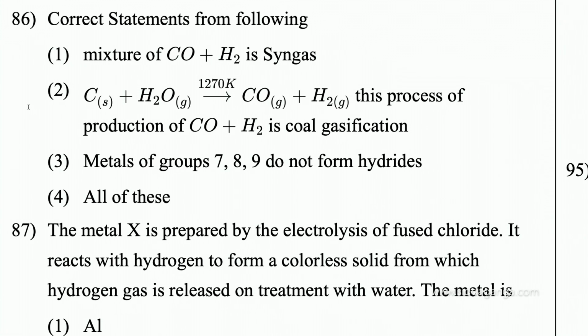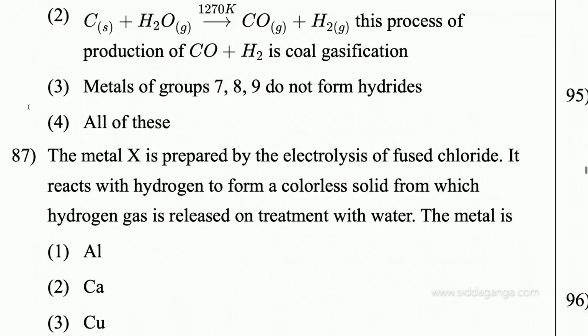Yes, correct statement from the following. They have given some set of reactions. Mixture of CO plus H2 is syngas. Yes, it is correct. Then C solid plus H2O gives rise to CO plus H2. This process is called coal gasification, right? Metals of 7th, 8th and 9th group do not form hydrides. So what do we call that? That is called the hydride gap. Then all of these. Yes, answer is all of these. Okay, next question.